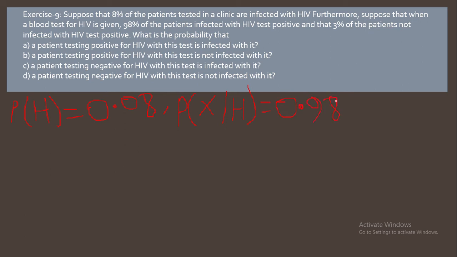We are also given that 3% of the patients not infected with HIV test positive. That means someone who is actually not infected with HIV, that means H prime. So given that H prime, the probability of being tested positive equals 0.03, right?